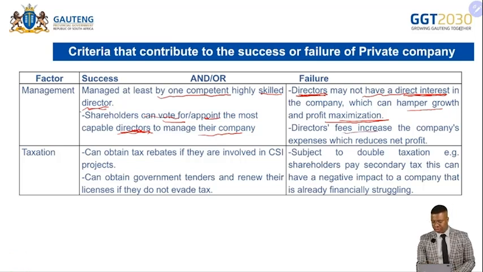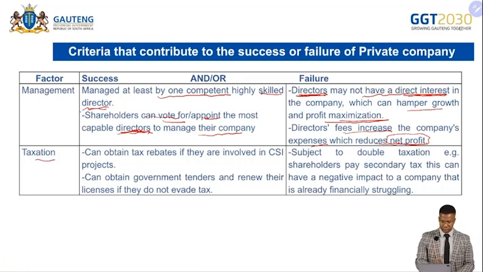So directors' fees may increase the company's expenses, which may reduce the net profit. And the net profit has to do again with the dividends that can be issued to the shareholders. So those are the failures when it comes to a private company and its management.